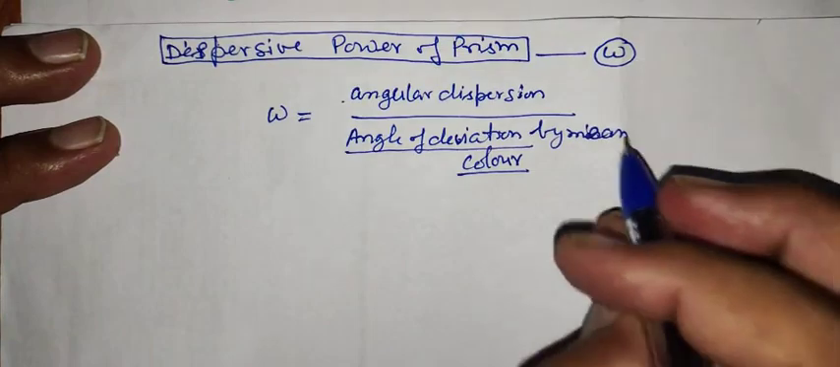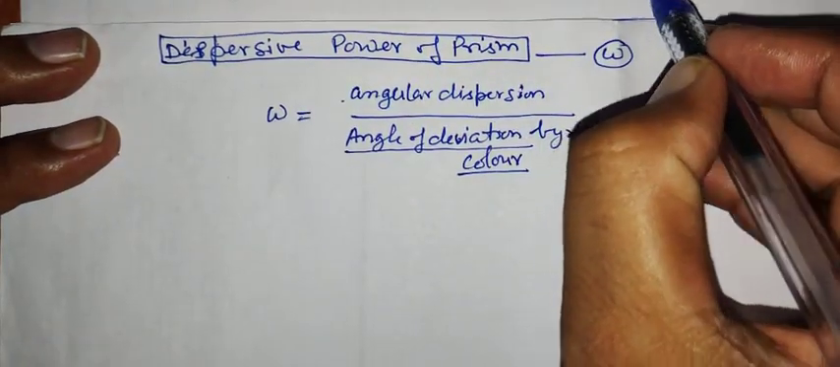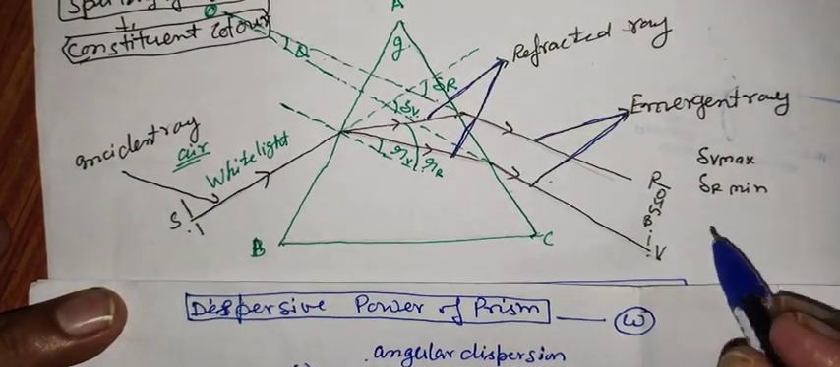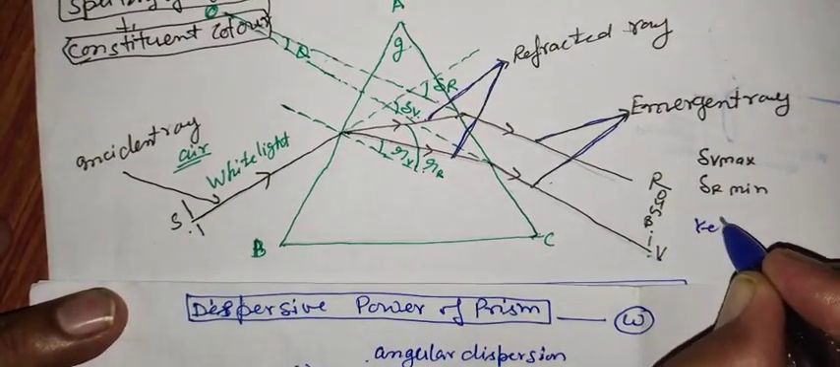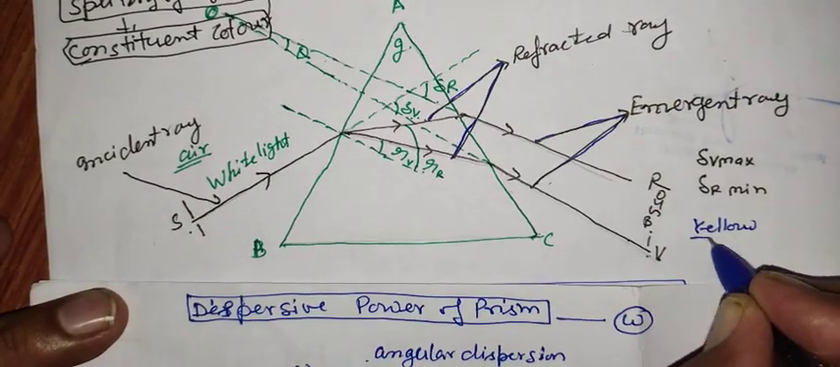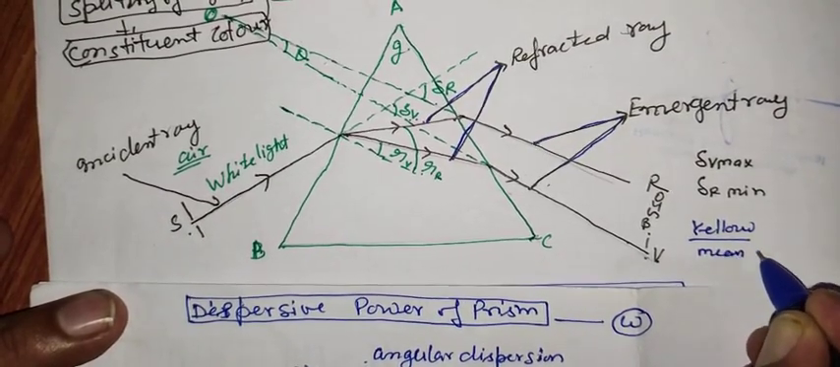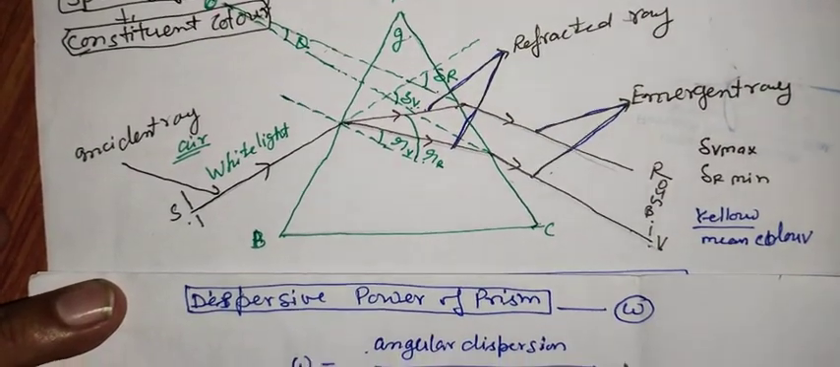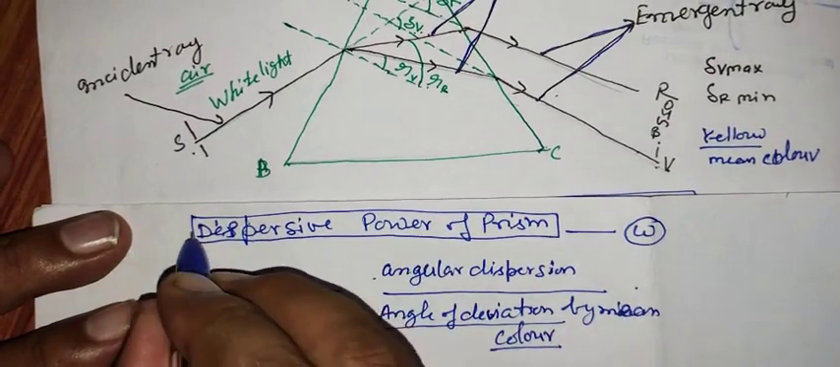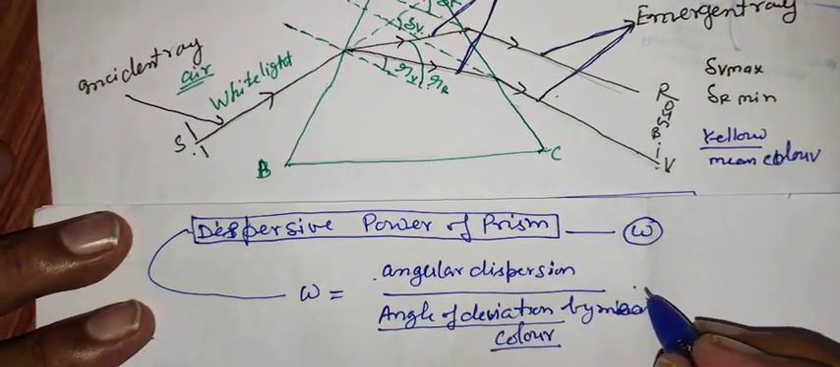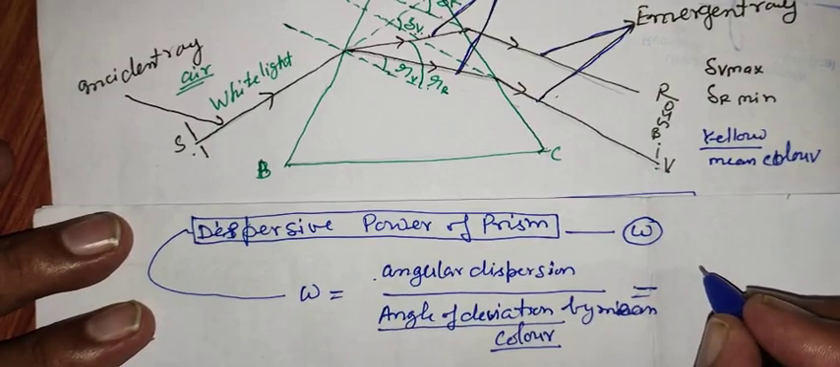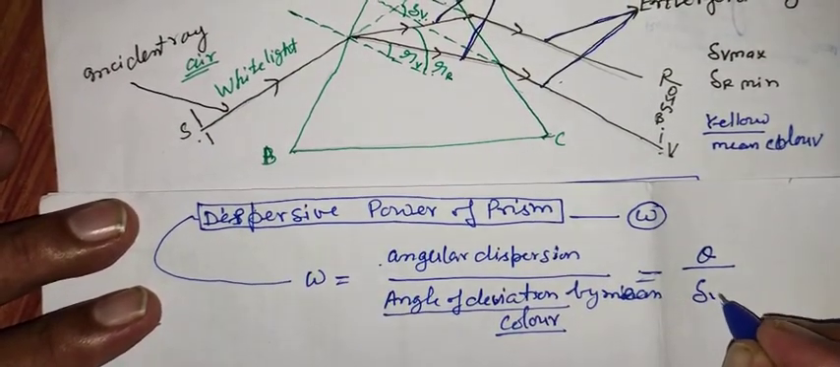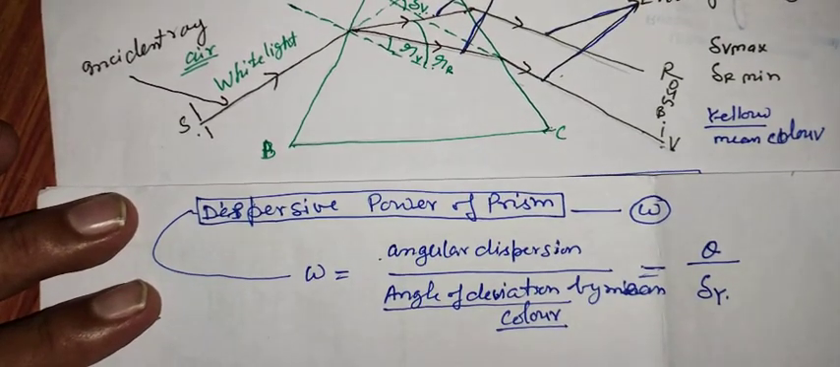See, there are 7 colors in white light, so yellow color is known as the mean. Then dispersive power, which is represented by omega, is angular dispersion of end colors, theta, by angle of deviation measured by yellow light.